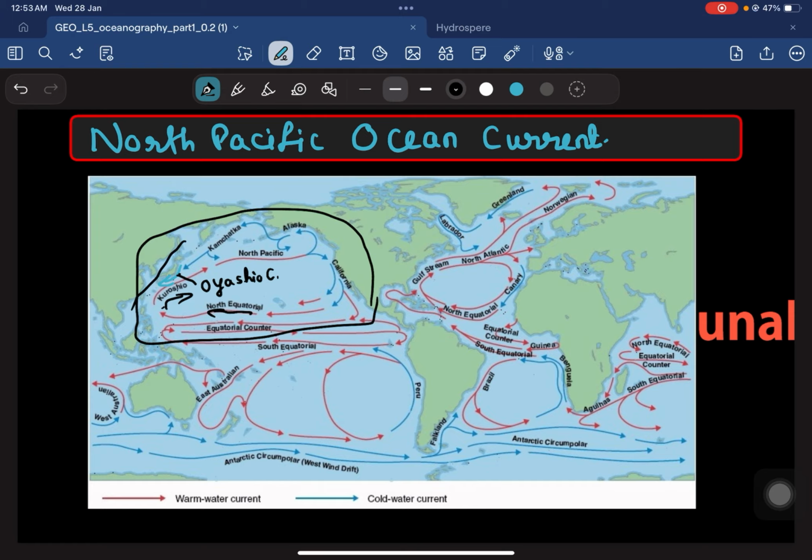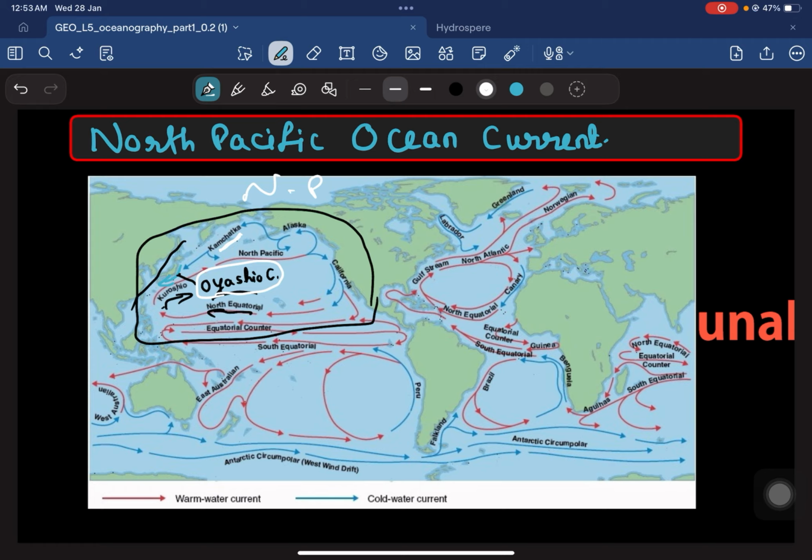In the eastern side of Asia there is Japan, right? In Japan we are going to see one current. It is a cold current, called the Oyashio current. This Oyashio current is a cold current. It is coming from Kamchatka. This Kamchatka current is coming from the North Pole.